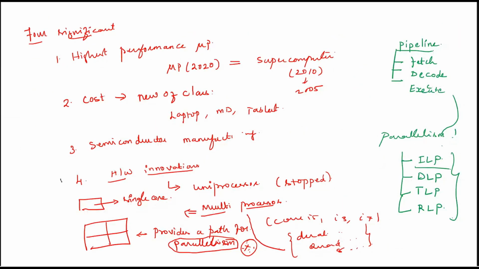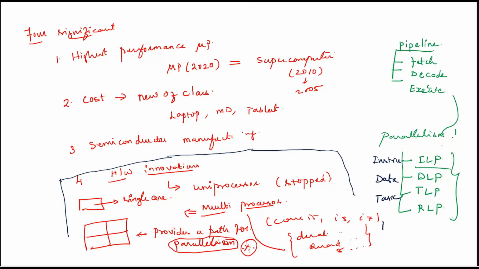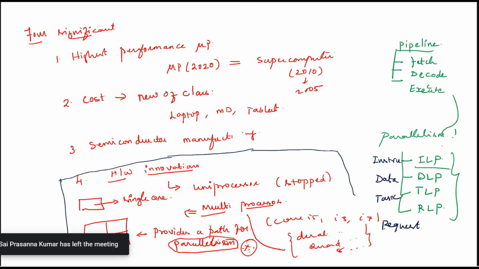Okay, this part is important for your syllabus. Mainly, research on uniprocessors has almost stopped. Whatever processors are available in the market today have all moved to multiprocessors. Since we have multiprocessors, it provides a path for parallelism. And when you talk about parallelism, it can be of any type: instruction level parallelism, data level parallelism, task level parallelism, and request level parallelism.